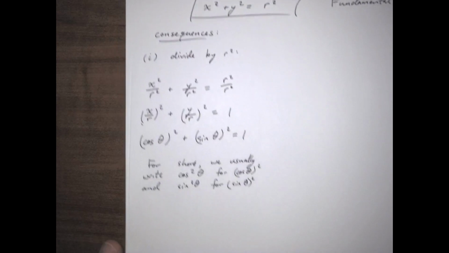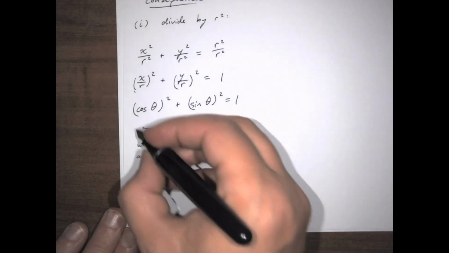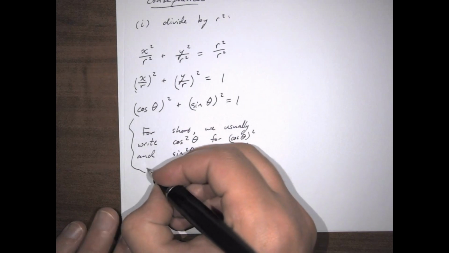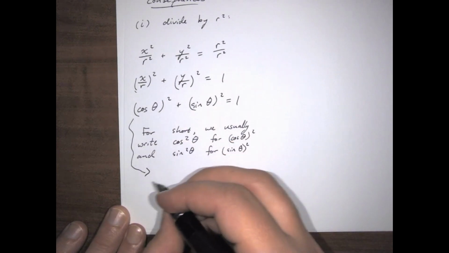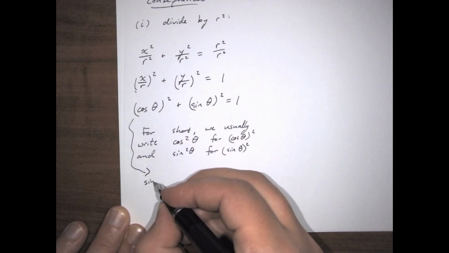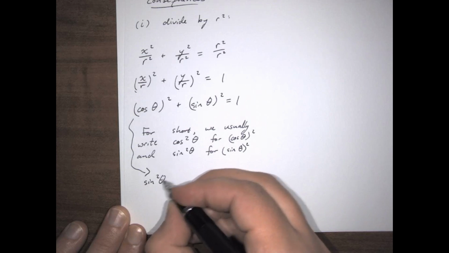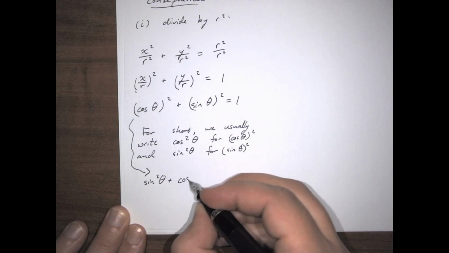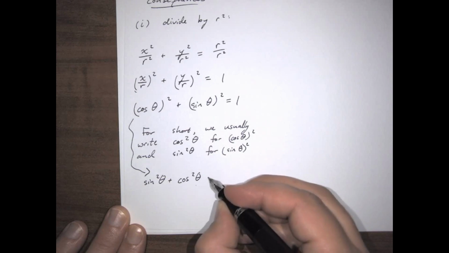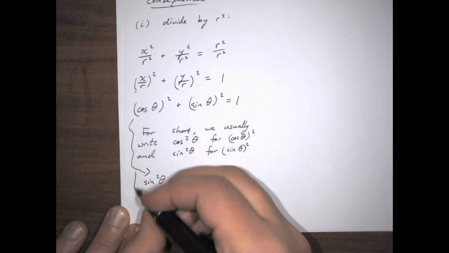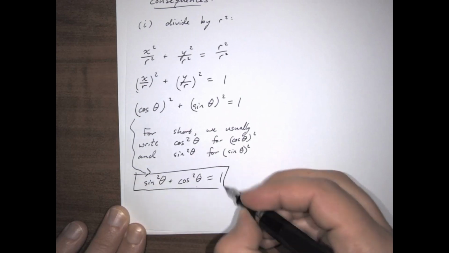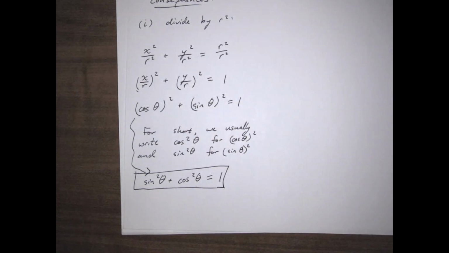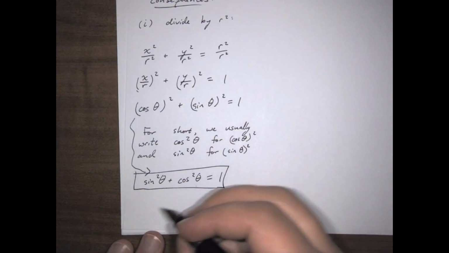And we can reorder this equation to get the basic fun fact. So this is the takeaway. Sine squared theta plus cosine squared theta equals 1. So this is a memorable fact.